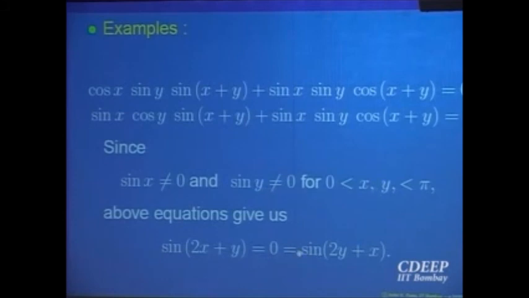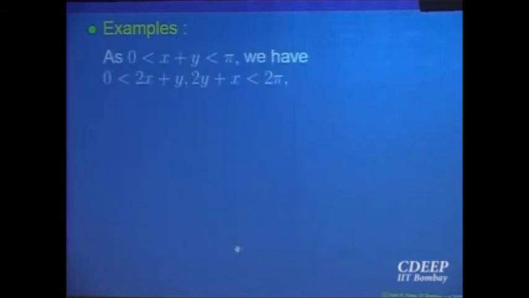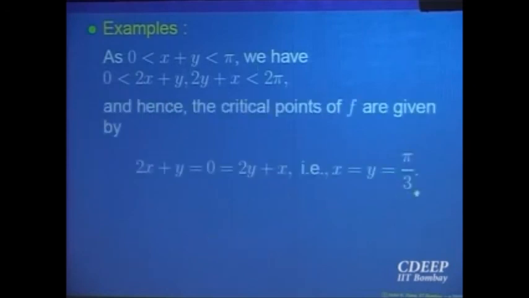So what do you get? What are the equations? This must be equal to 0, and that must be equal to 0. That gives you the values, because they are between 0 and pi. So you get that these are equal to 0, so x is equal to y equal to pi by 3. Yes, x plus y is less than pi. So the angle is pi by 3. This is the equilateral triangle which will give you the maximum product sin x sin y.